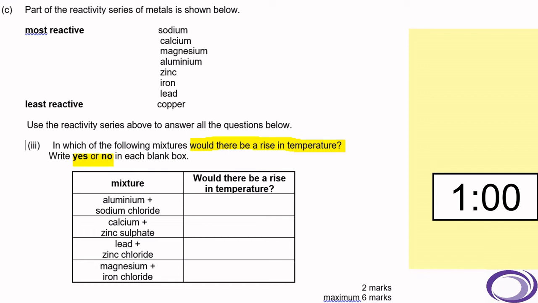So again, the reactivity series is placed at the top of the screen, and that can be used to answer the third question, which is, in which of the following mixtures would there be a rise in temperature? And to just indicate by saying yes or no.